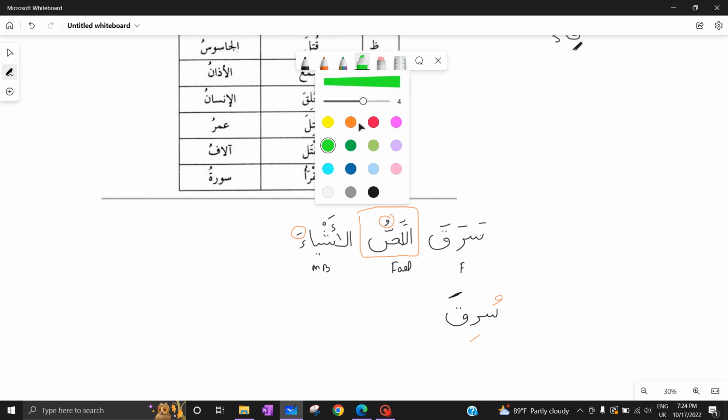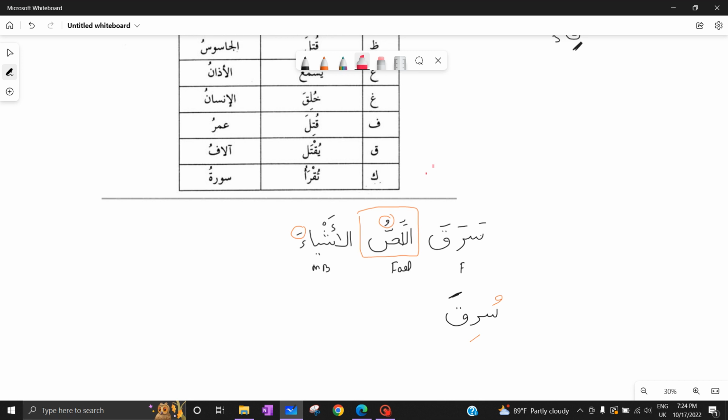You will delete. Okay, I will take this red marker. You will delete this fa'il. In majhul, what happens? The fa'il is deleted. So what will you do? Suriqa al-ashya'. What will happen here? Will you give a fatha over here, because this is the maful bihi? No. Now the maful bihi is taking the position of a fa'il because the fa'il has been removed.